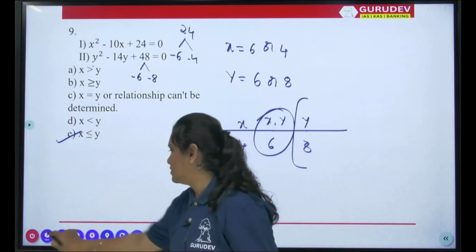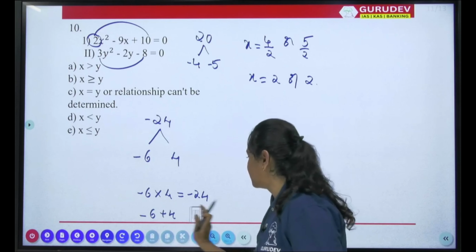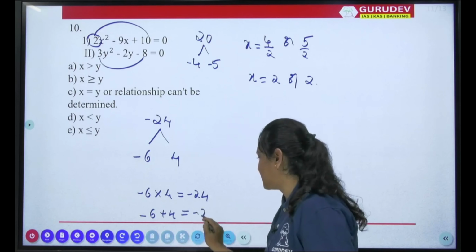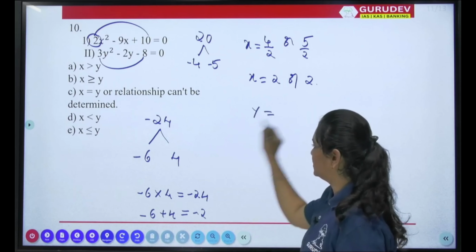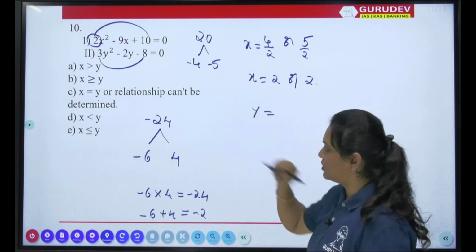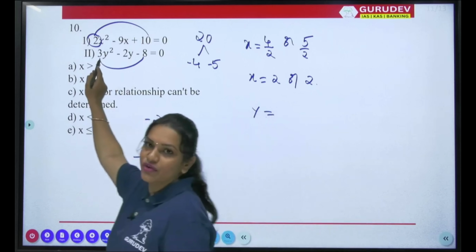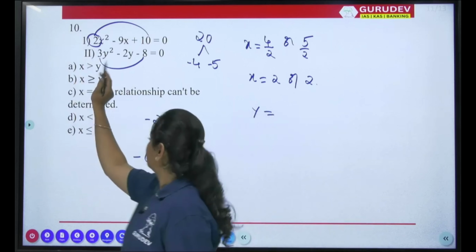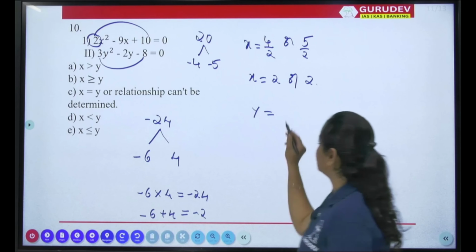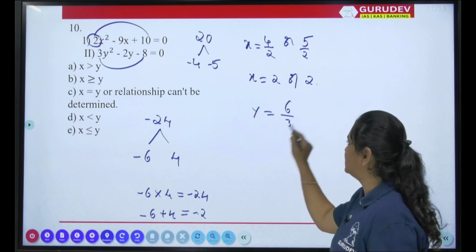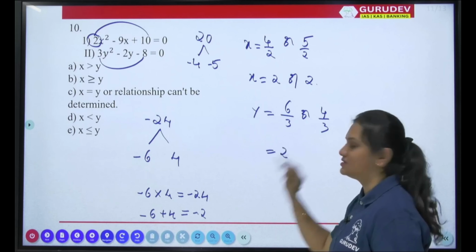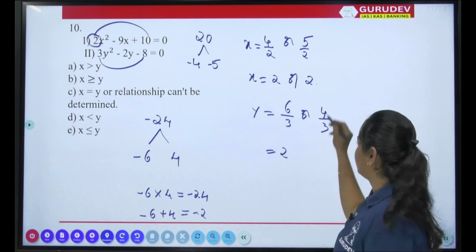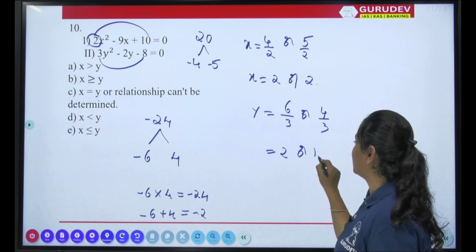In case of this, how much will I get here? Minus 2. Clear? So finally, the roots of y will be 6 opposite. And one more thing here. Since we have the coefficient of y square, which is 3, divide these roots with 3, right? 6 upon 3 or 4 upon 3. 6 upon 3 is 2. 4 upon 3 is something around 1 point something.